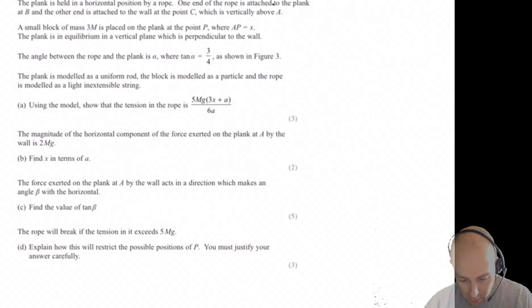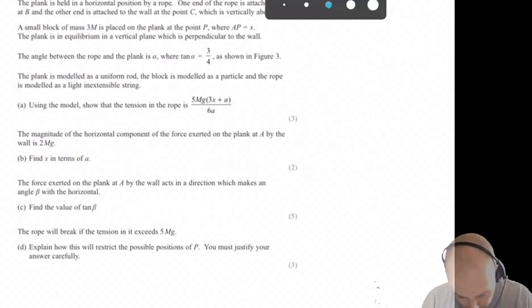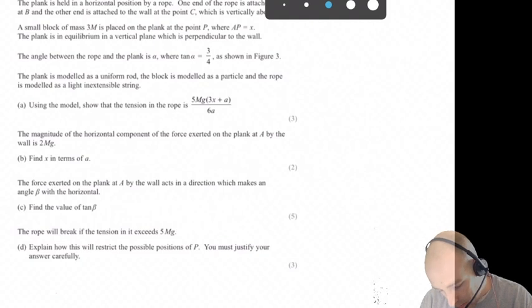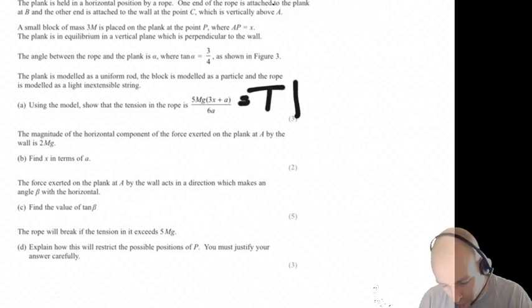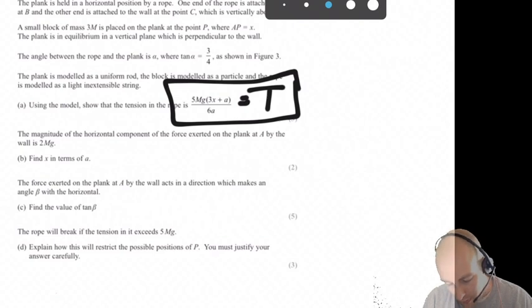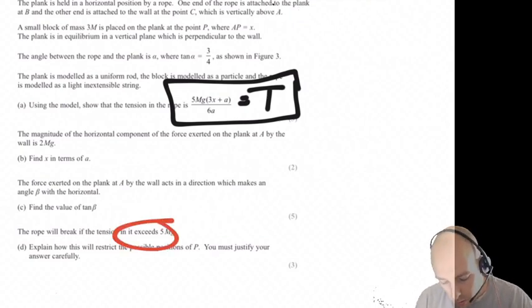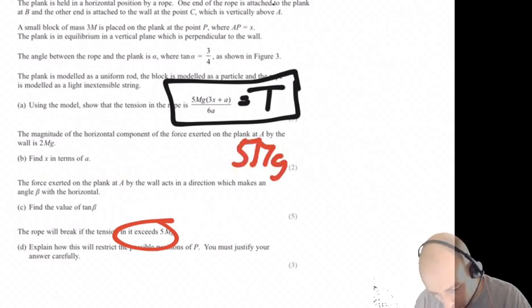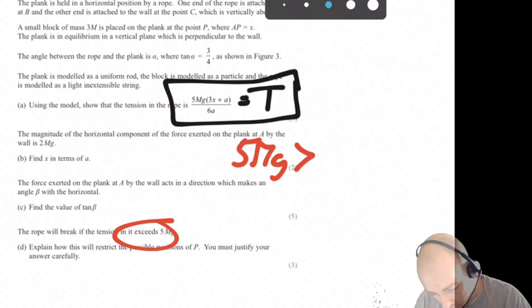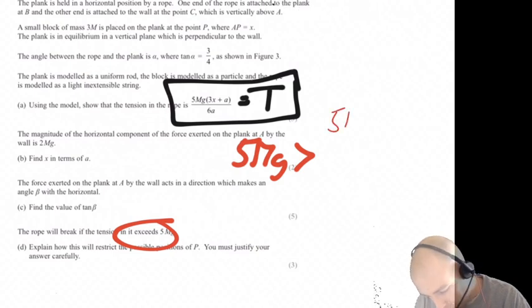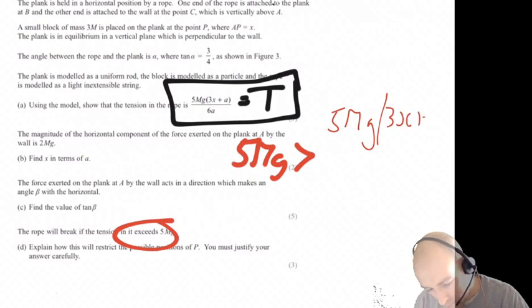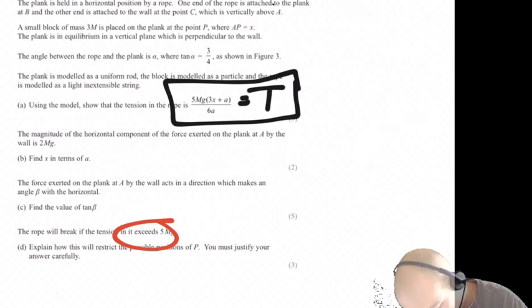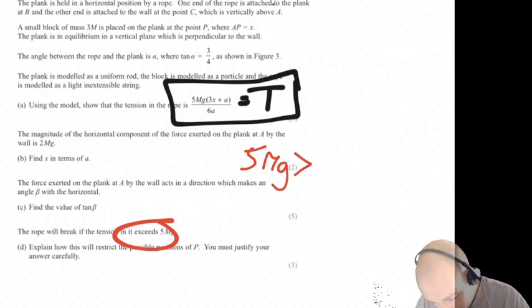Right, so we are going to use our tension equation from earlier. So that equals T. We look at this one, and we know the tension cannot exceed 5 mg, so 5 mg has to be greater than the equation here. Let's write that again, but better. So our tension must be less than 5 mg, is what I'm saying.